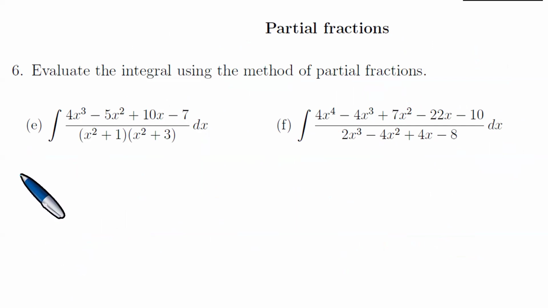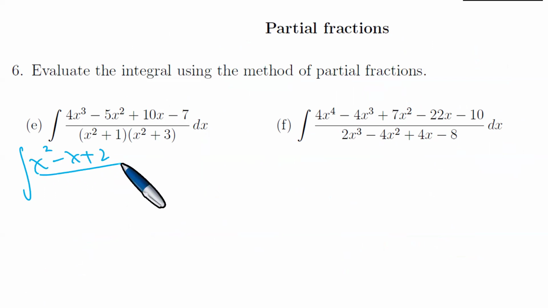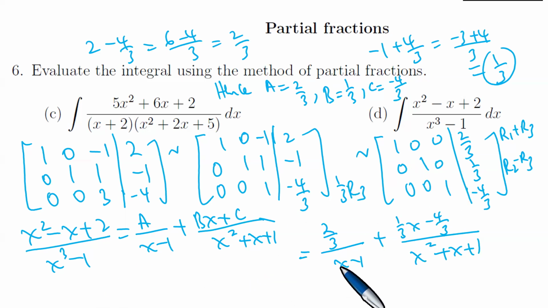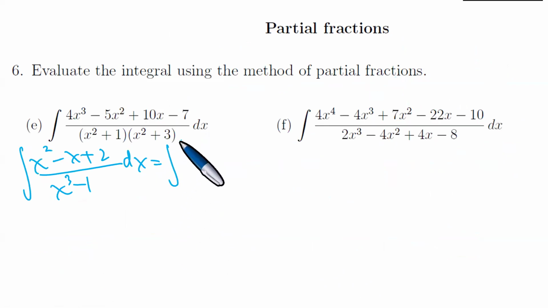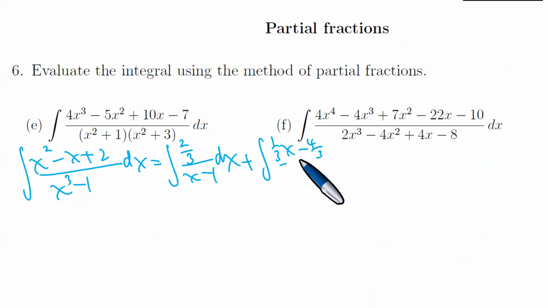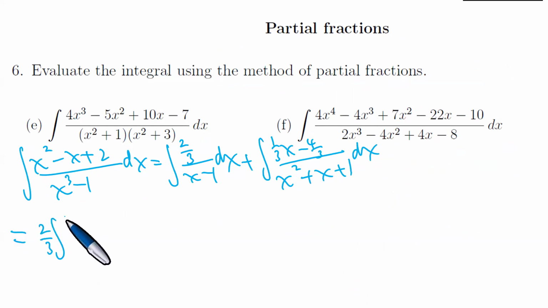So that then whenever I have the integral of (x squared minus x plus 2) divided by (x cubed minus 1) dx, which is this one here, it is equal to the integral of 2/3 over x minus 1 dx plus the integral of (1/3 x minus 4/3) over (x squared plus x plus 1) dx. Starting from the margin, 2/3 can be pulled out over x minus 1 dx, and 1/3 the integral of x minus 4.